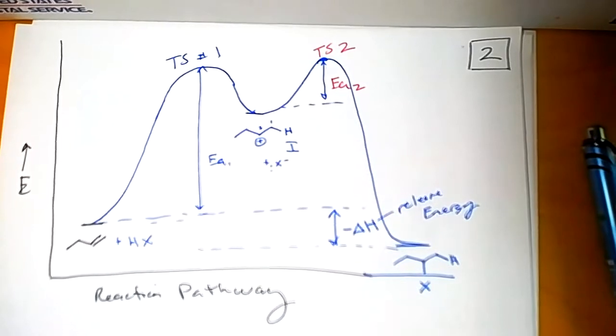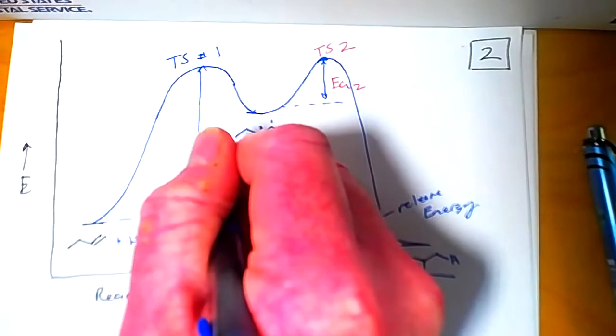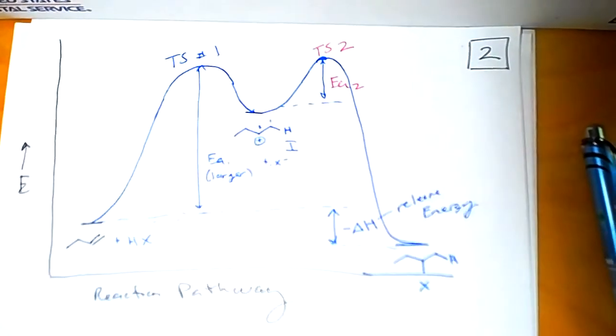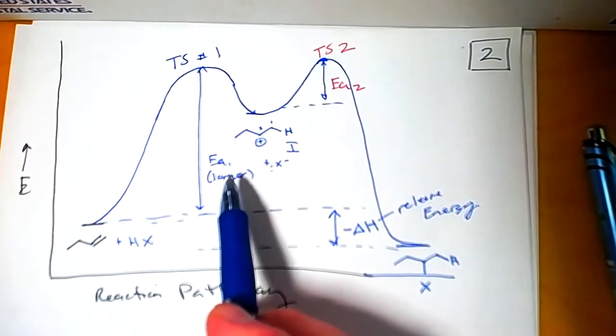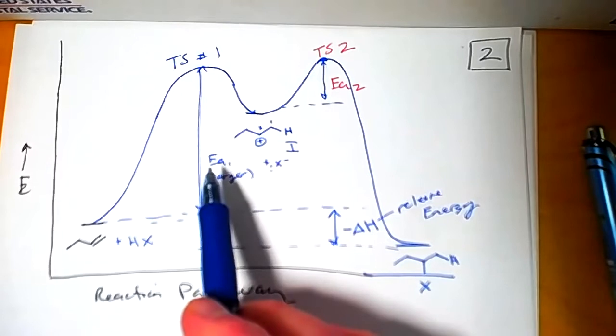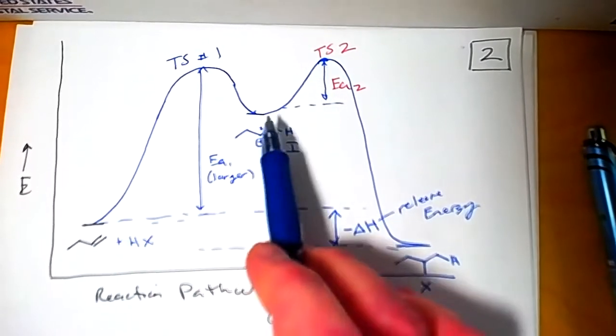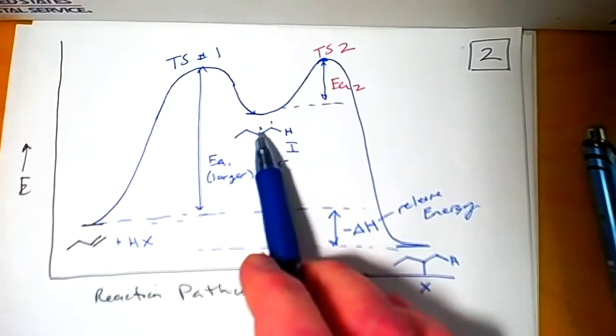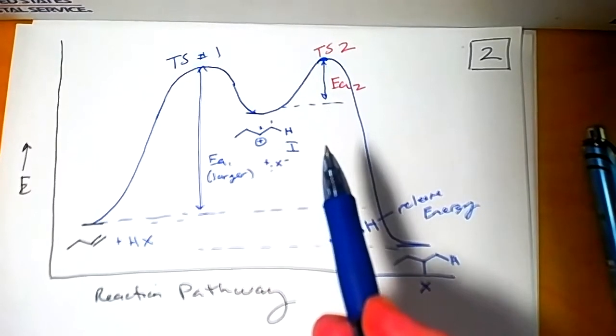And so your overall reaction is exothermic. Now, what's important to note is that it is the first step that is larger, the larger activation barrier to form the carbocation. So this is really the rate determining step of this process.